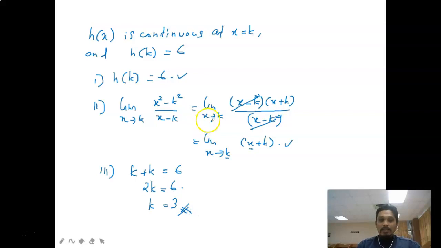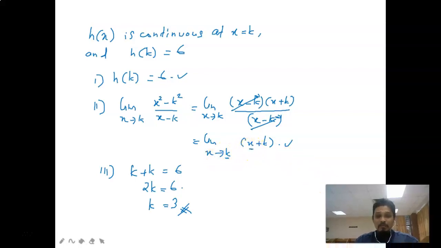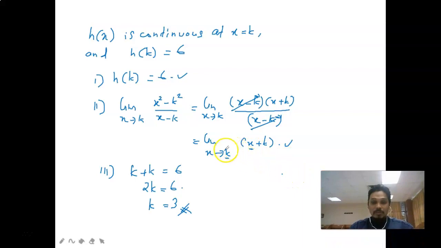This means that x approaching k for this function, it's not that x exactly equals k, but we just assume that the value of x is k for a while. Just assume k for a while, so k plus k equals 6, then k equals 3.